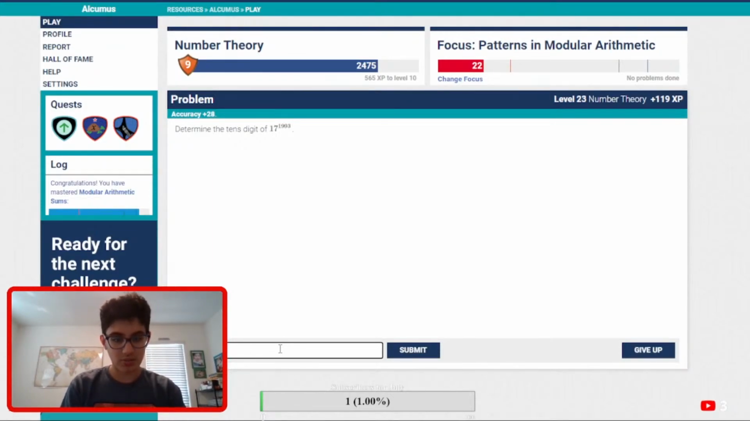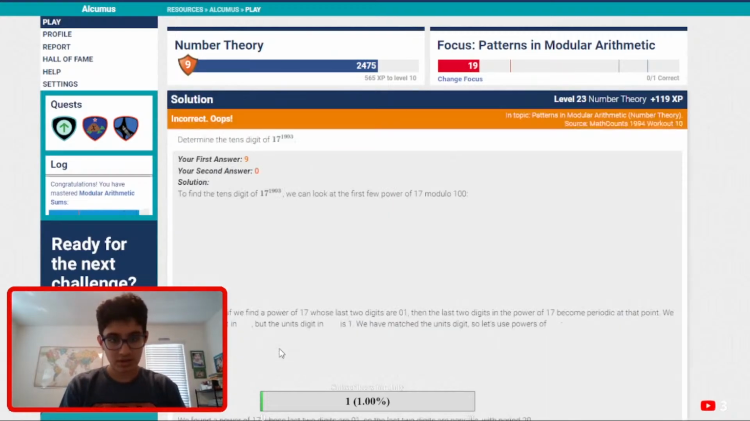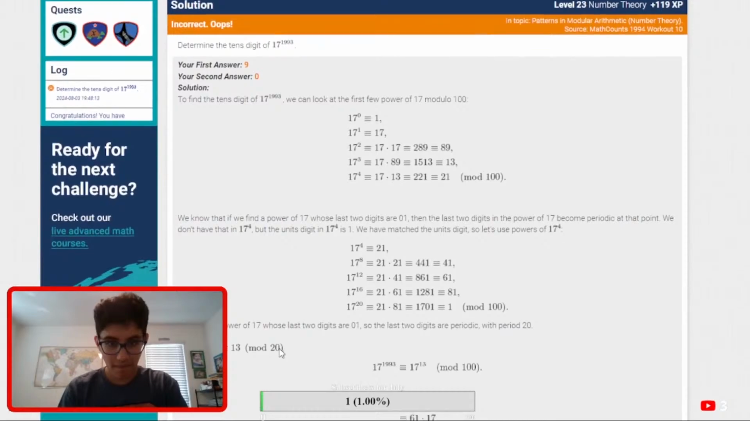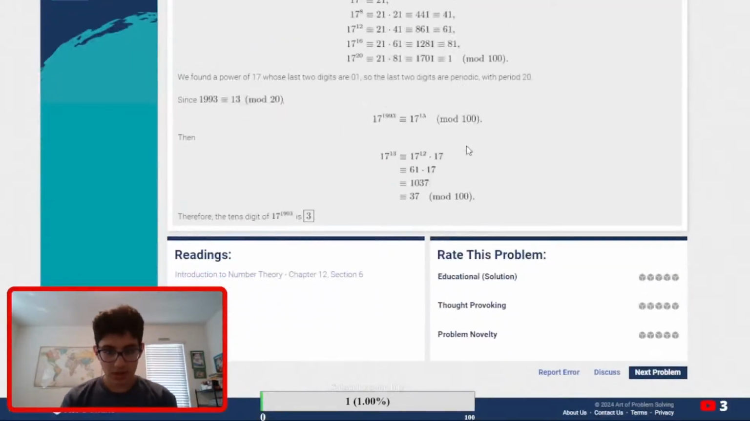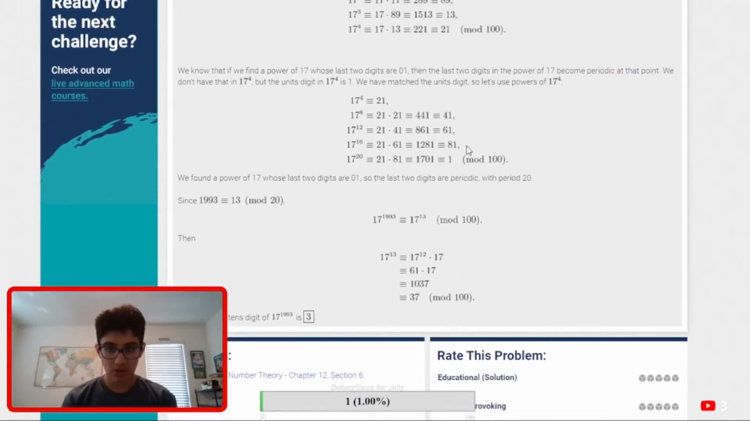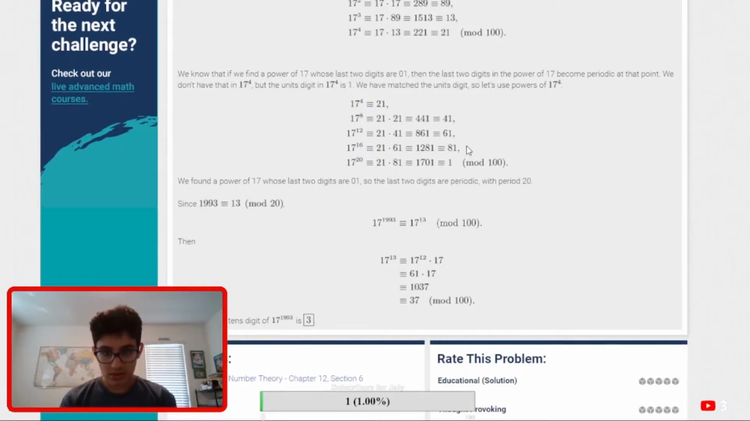Let's just guess 0 because it'll be plus 3 and see. Okay. So let's see what the answer is first of all. It's 37, which is like completely off what we got. 1037.